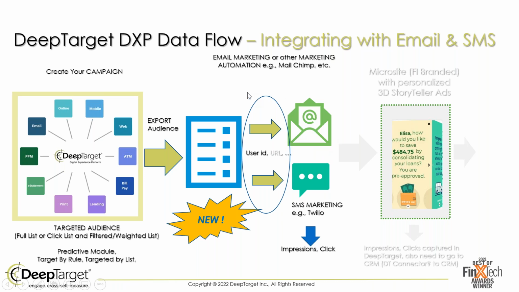But what if you use Deep Target's predictive capabilities, using predictive modeling and AI and machine learning, to find your best audience, and then you can export that and utilize that. That's going to be more relevant for all of your particular members or customers. And then obviously inside of your email tool, you can measure your impressions and your clicks.